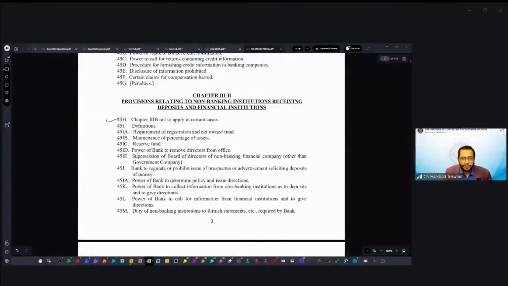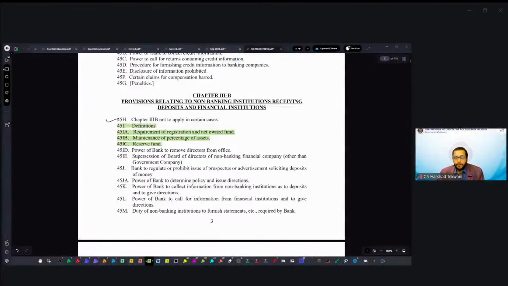First, section 45I, which is definitions. 45IA, requirement of registration and net owned funds. 45IB, maintenance of percentage of assets. 45IC, reserve fund. Then the rest of the things we will see, but they are not major. As of now, these are the important sections of the RBI Act: 45I, IA, IB, IC.